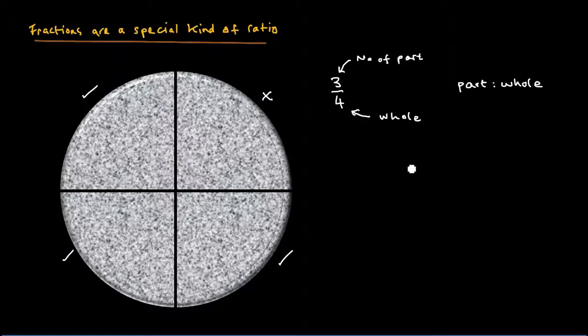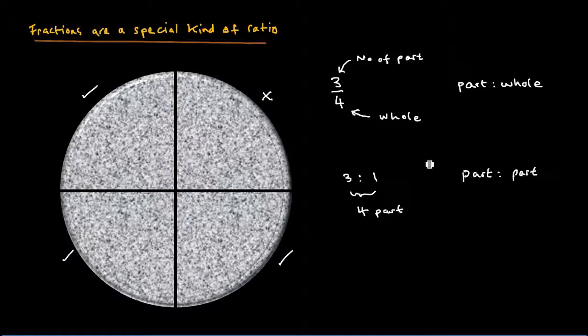Now most ratios, if you think about it, are in fact part to part. So instead of part to whole, they're going to be part to part. So if I think of what I've done here with my dividing up my disk, I've taken 3 parts and I've left 1 part. And so that added up together will give me my 4 parts, which in this type of ratio is the denominator of my fraction.